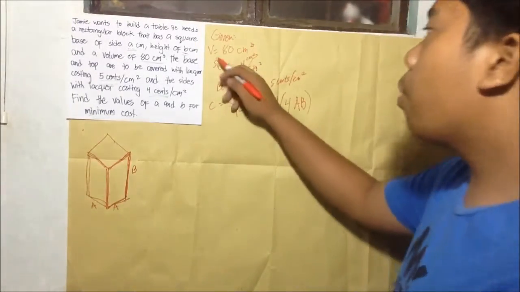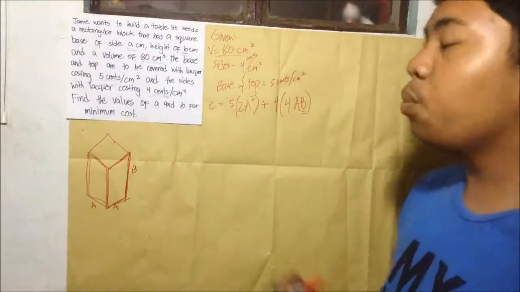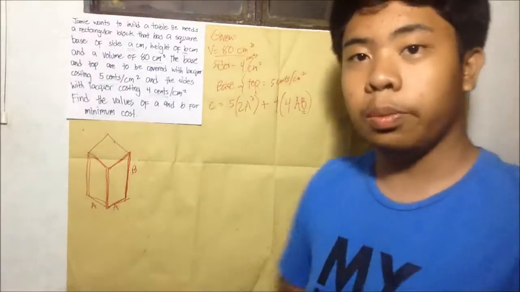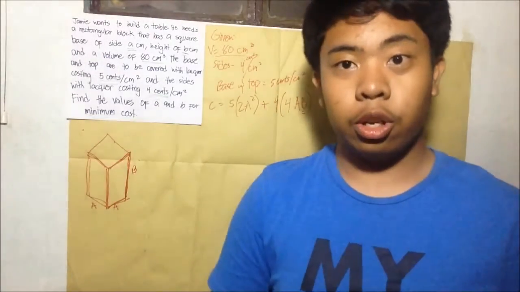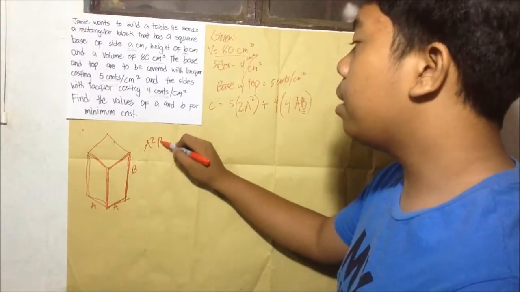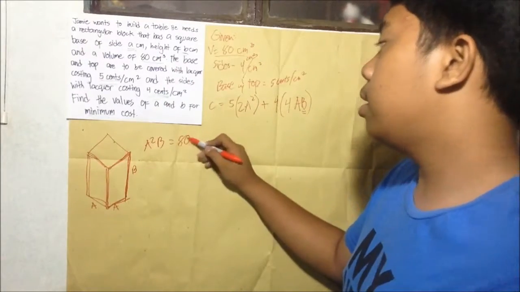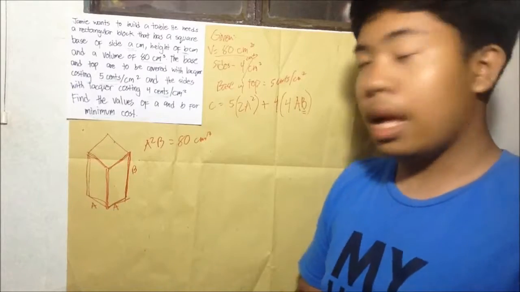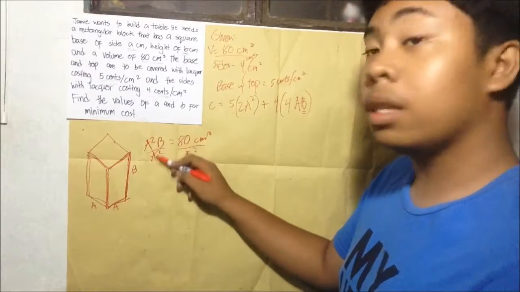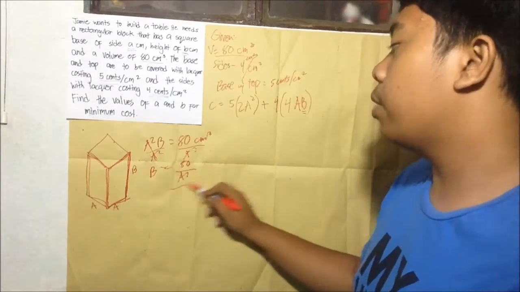Now, when are we going to use the volume? Since there's a B here, we can derive a formula for B using the volume. What is the volume of a rectangular block? The volume is A squared B, and according to our problem, it is 80 cm cubed. Now, dividing both sides by A squared, B equals 80 over A squared.